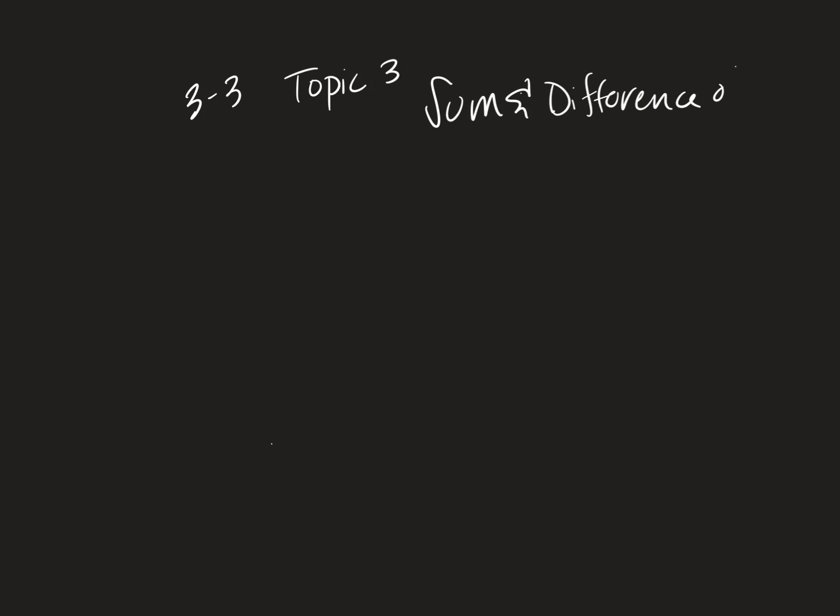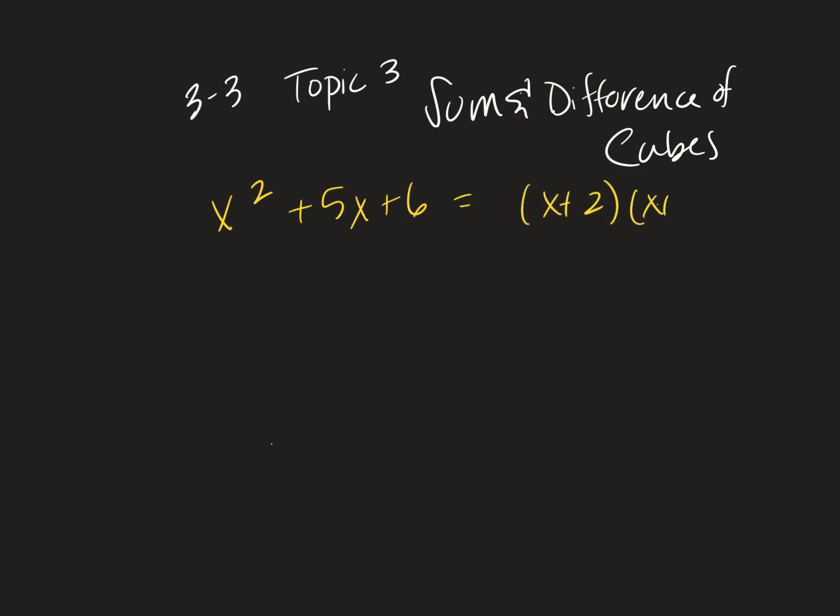Okay, so this is 3-3, so topic 3 in Envision, and this is the sum and difference of cubes. So back in the day, we were factoring things that looked like this: x squared plus 5x plus 6, and then we were rewriting them as x plus 2 times x plus 3.